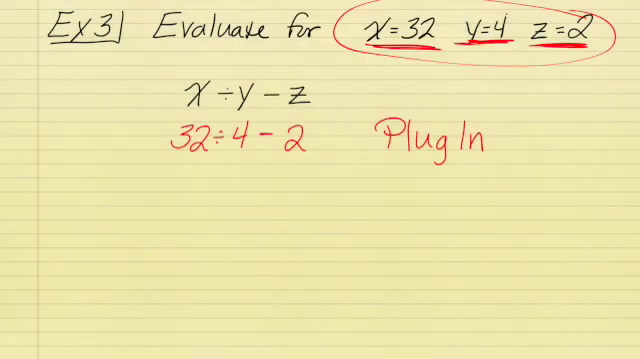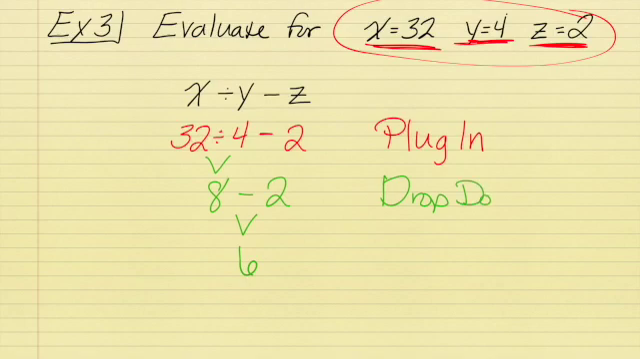So PEMDAS says you have to do your dividing first. So 32 divided by 4 is 8. Drop down your minus, your 2, and 8 minus 2 is 6. And there's our answer. So your process here is you plug in, do your drop down work, and then get your answer.